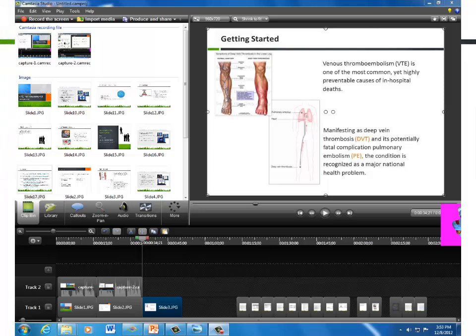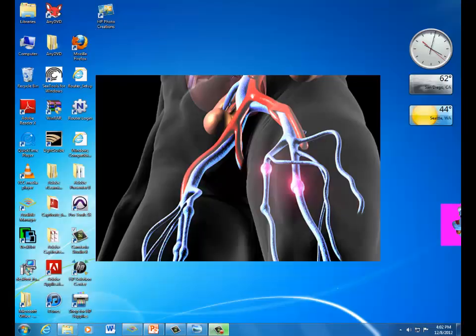VTE now combines deep vein thrombosis, pulmonary embolism, and post-thrombotic syndrome. Deep vein thrombosis, or DVT, can manifest itself as calf pain or tenderness, swelling without or with pitting edema, usually below the knee. It's a distal vein thrombosis, or it can be up to the groin. There's sometimes warmth, sometimes erythema.